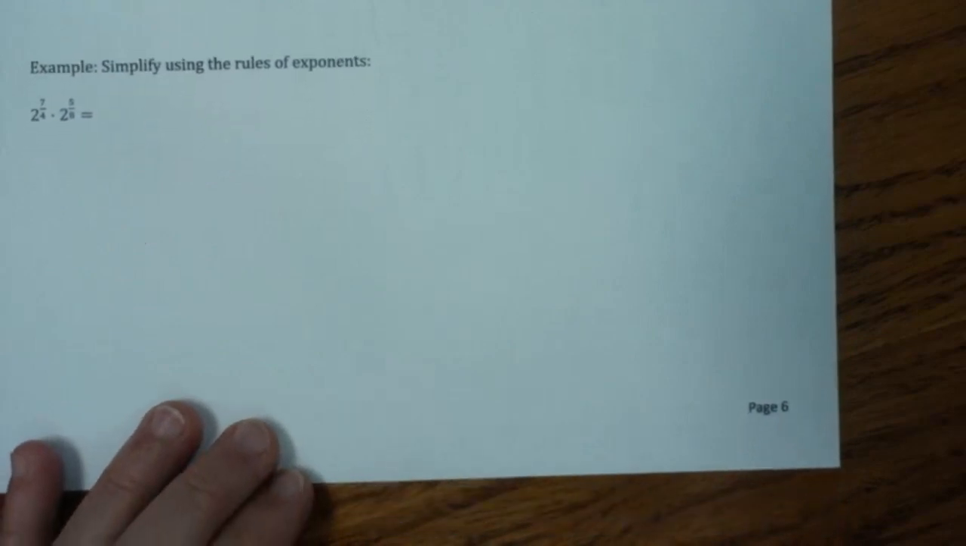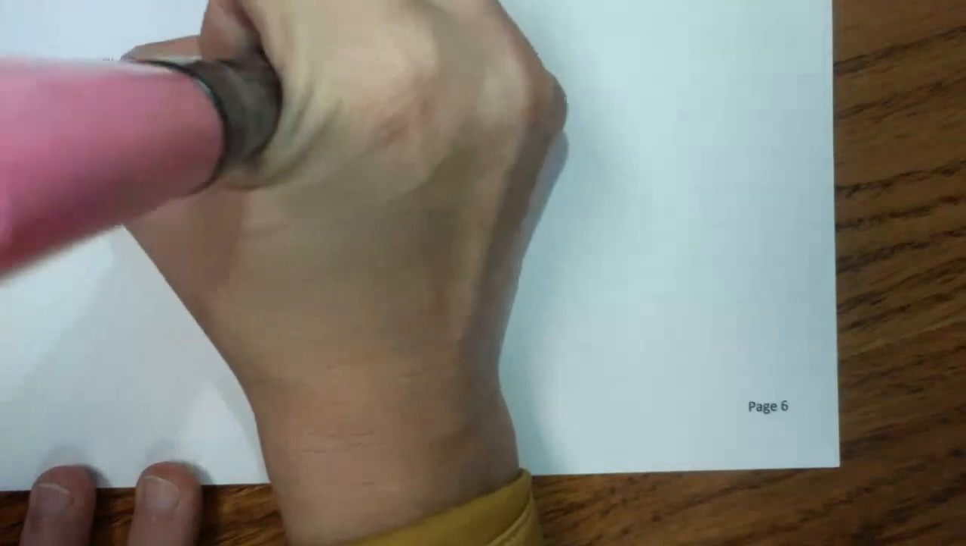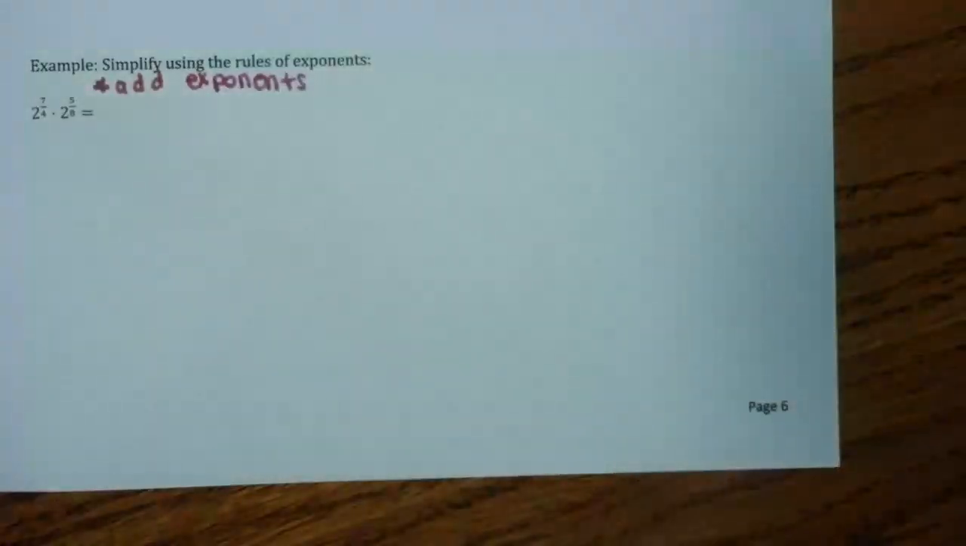So simplify using the rules of exponents. 2 to the power of 7/4 times 2 to the power of 5/8. They're both base 2, so I can combine it into the same base 2. It's being multiplied together, so that means we can add our exponents. So adding our exponents, I have 2 to the power of 7/4 plus 5 over 8.